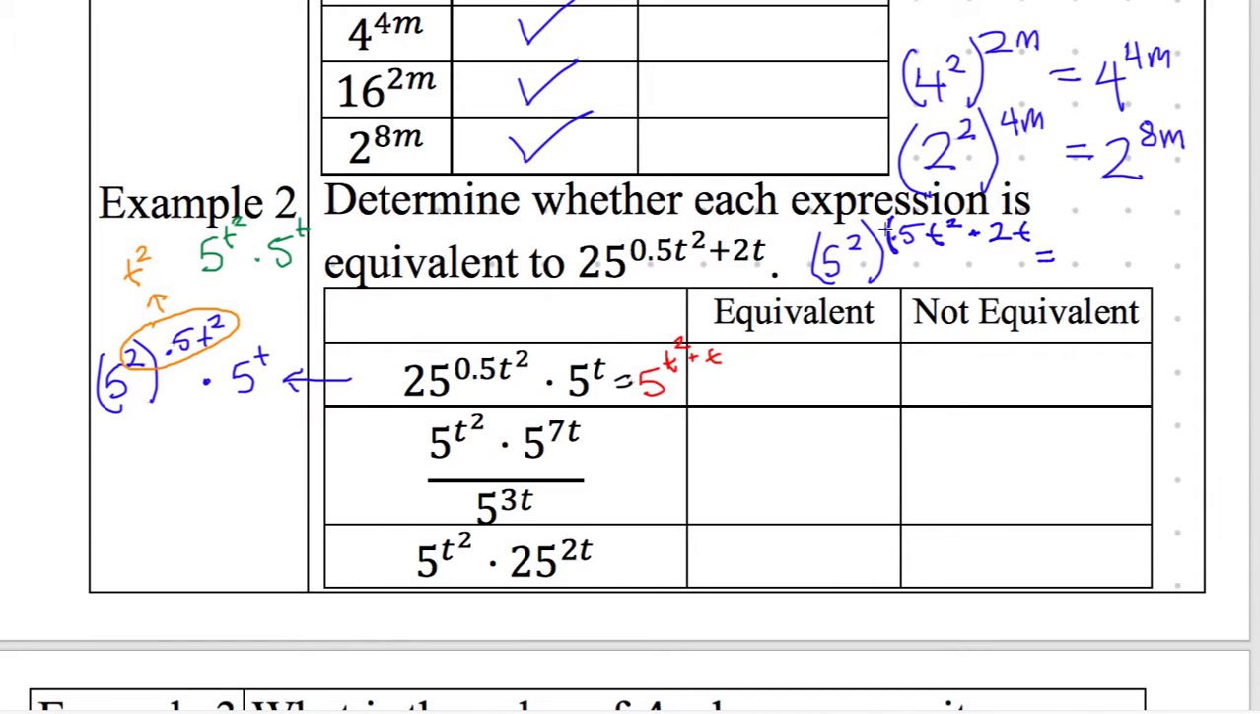Put parentheses around this if you want. I'm going to multiply 2 and 0.5, which is what you distribute. You distribute because they're two different terms. So I distribute and you get 5 to the power of t squared plus 4t.